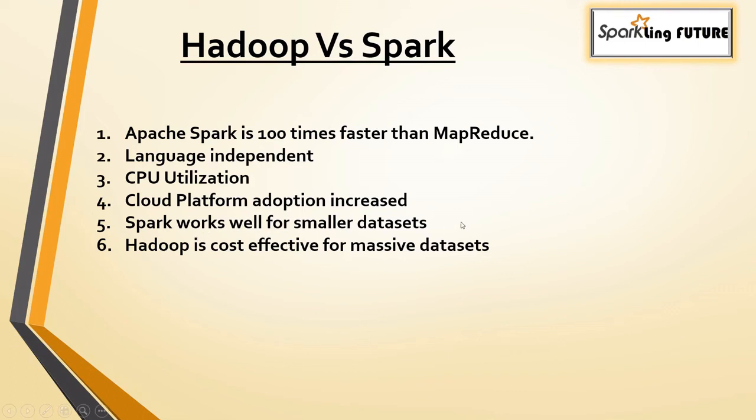Next, Spark works well for smaller data sets. If there are many smaller data sets, Hadoop will not work well, because Hadoop works on the concept of blocks, and each block is around 150 MB or so. If the files are smaller, more blocks are created in HDFS, which causes the small file problem. In such cases we use Spark, so that it can read multiple smaller data sets and perform the computations faster. Whereas Hadoop is cost effective for massive data sets, because it stores the data as blocks, fewer blocks are needed for massive data sets, and it is faster. These are the main differences between Hadoop versus Spark, or MR versus Spark.